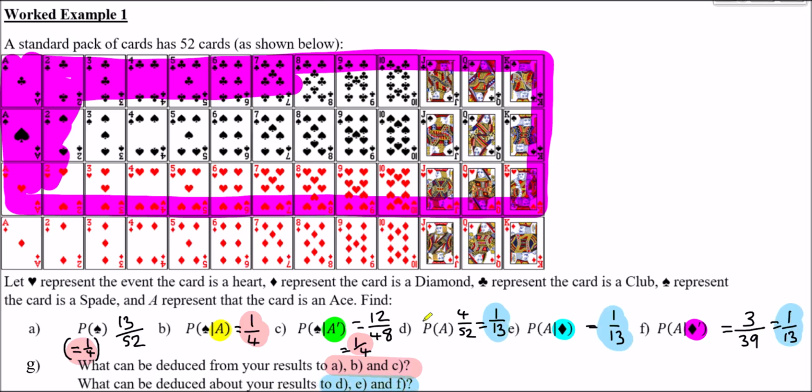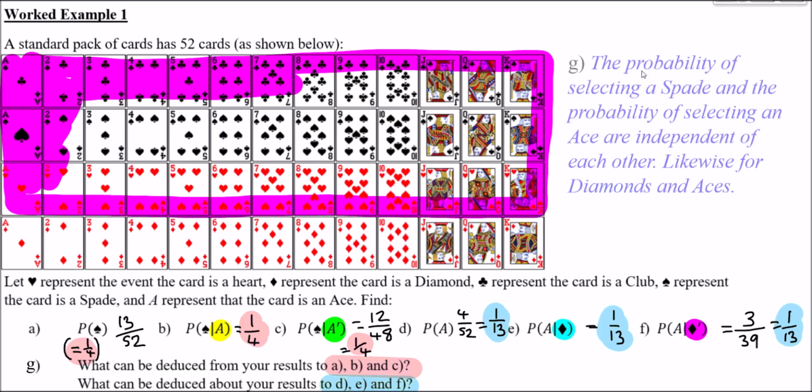And in the same way, because we're talking about the probability of an ace, or an ace given that it's a diamond or given that it's not a diamond, it's still 1/13, whether it's a diamond or not. That tells us that the probability of it being an ace is completely independent of whether the card is a diamond or not, and the other way around too. So to cut it short, for G, what this tells us is that the probability of selecting a spade and the probability of selecting an ace are independent of each other. And to keep it simpler, likewise is the case for diamonds and aces for D to F.